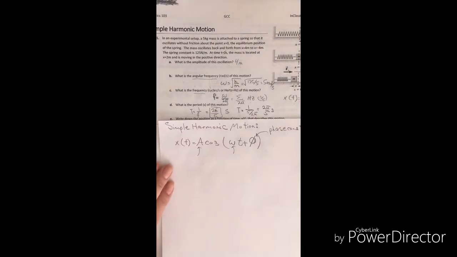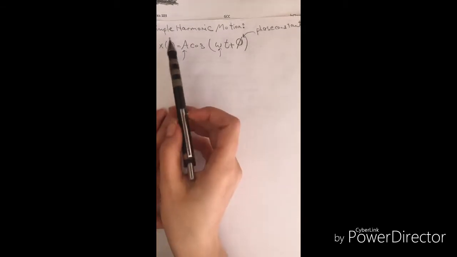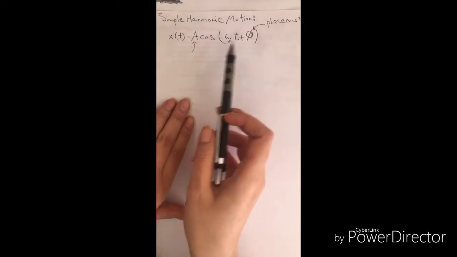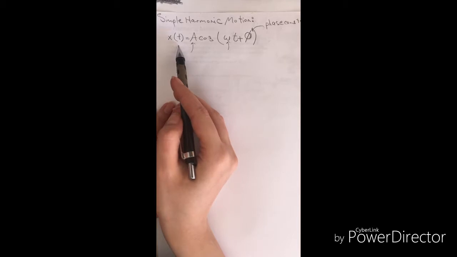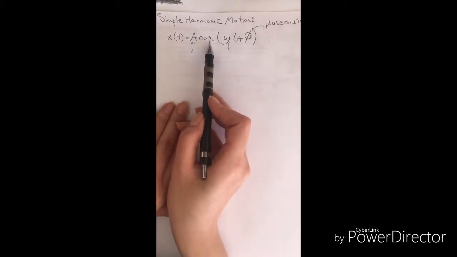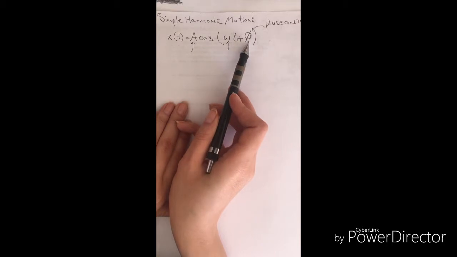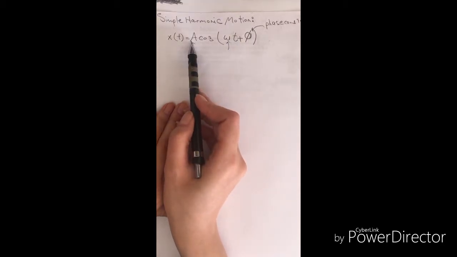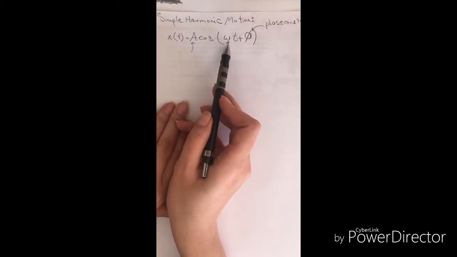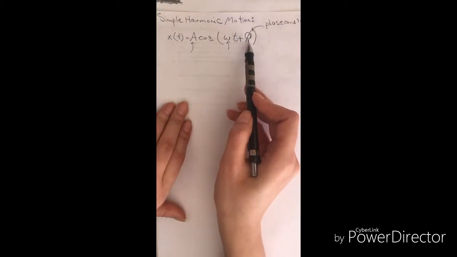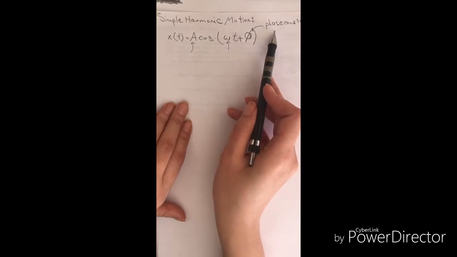So for simple harmonic motion, the position as a function of time is x equals A cosine of omega t plus phi. A is the amplitude, the maximum displacement from equilibrium of the mass. Omega is the angular frequency in rad per second. t is the time, plus phi. Phi is the phase constant, and it means where the mass is located at t equals 0.